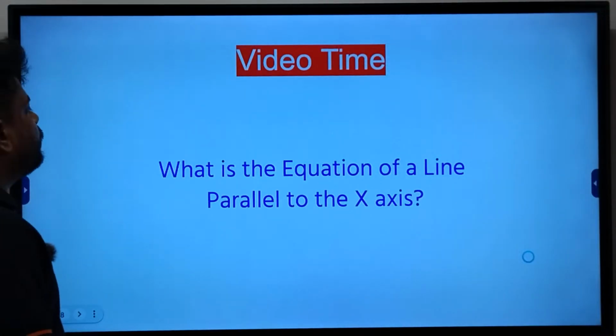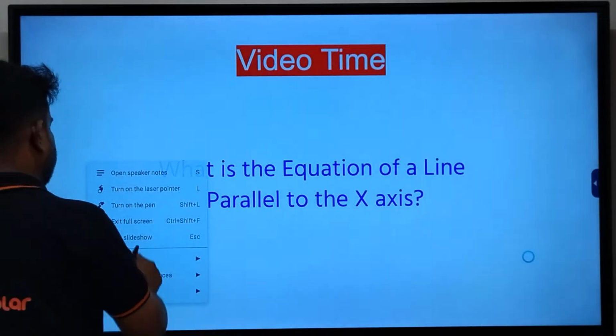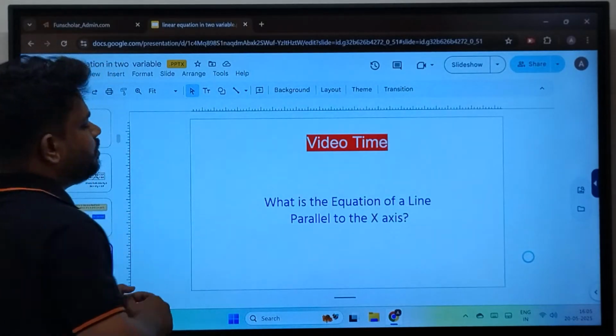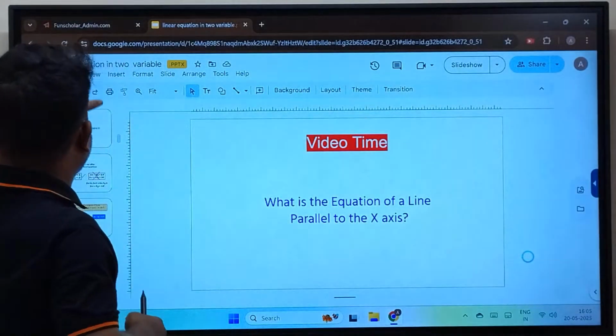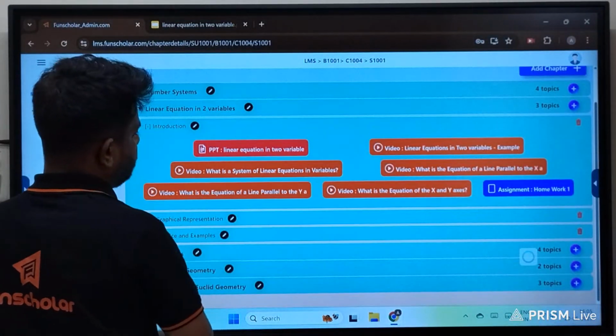Okay, so what is the equation of a line parallel to the x-axis? Let's see the video here. This video will be beneficial and will help to understand the next slides of this content.